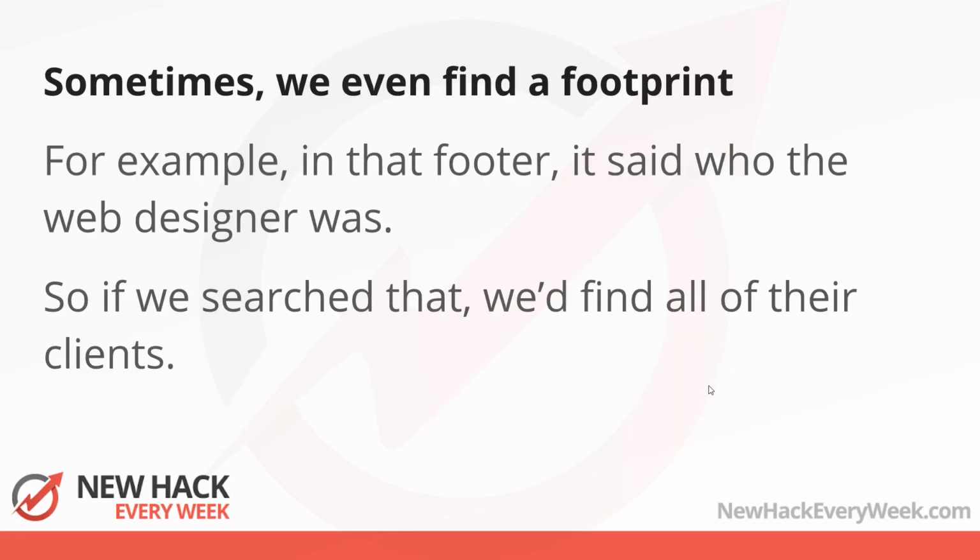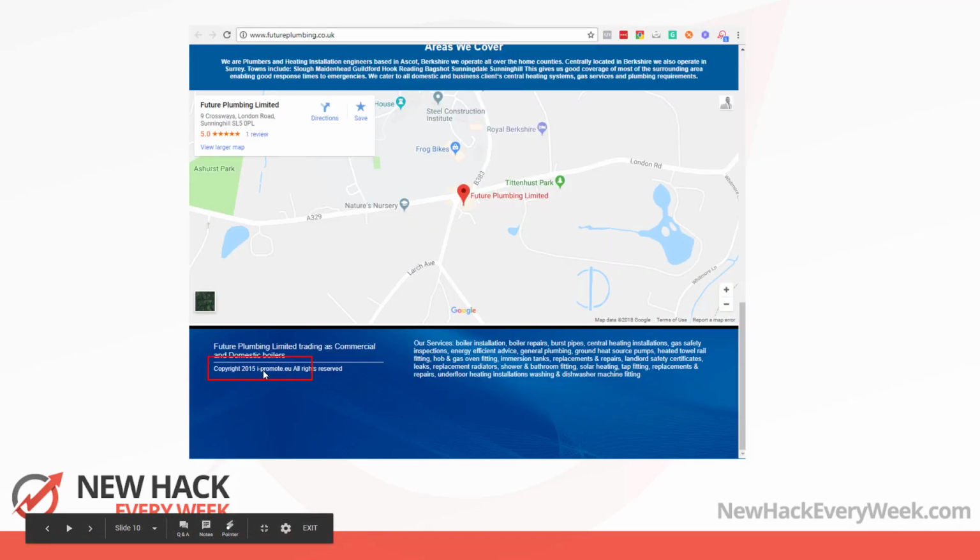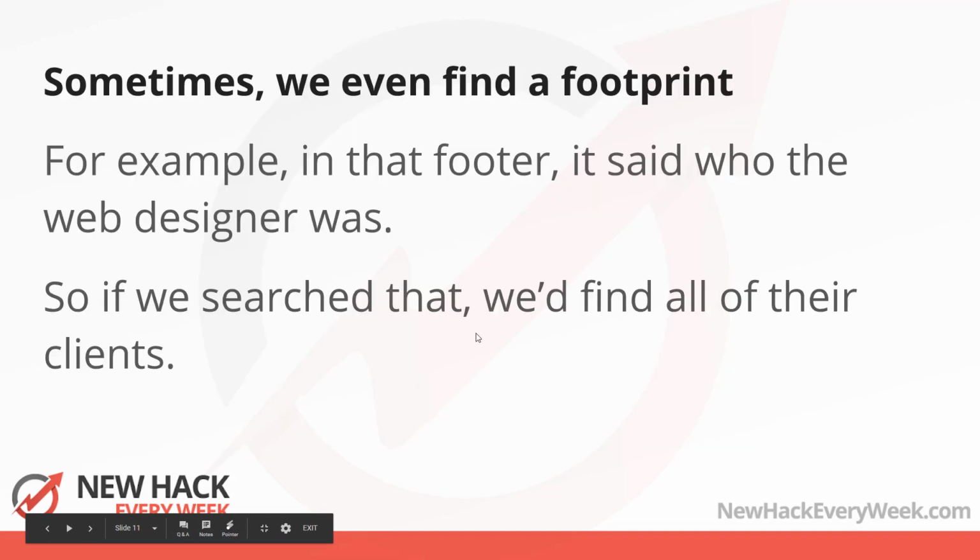So sometimes we can even find a footprint. What I mean by footprint is, if we just go back, you can see just here it says ipromote.eu. A lot of the time, a website will say, website designed by ABC. That's what I would call a footprint. And with a footprint, it's actually giving us another level where we can go. For example, we can search for all of their clients if you wanted to just go and poach them all.